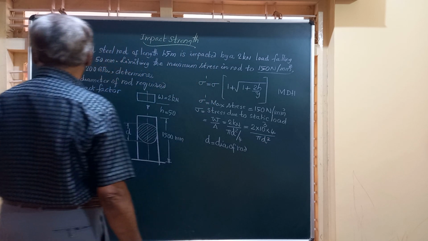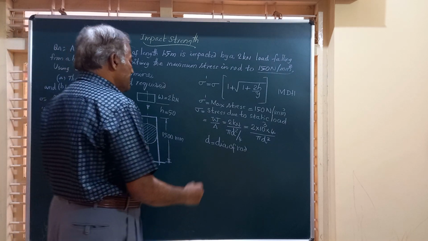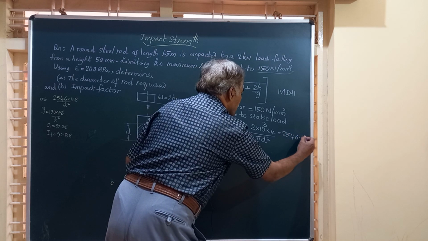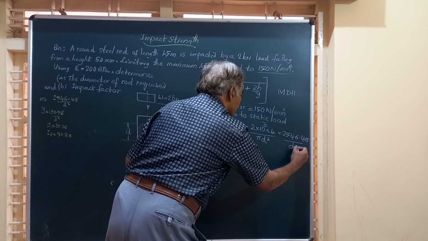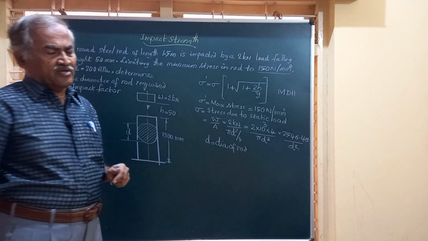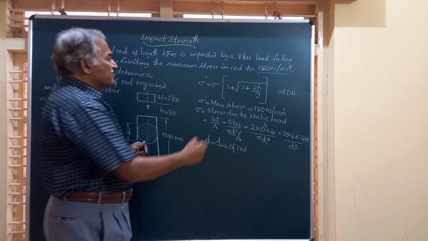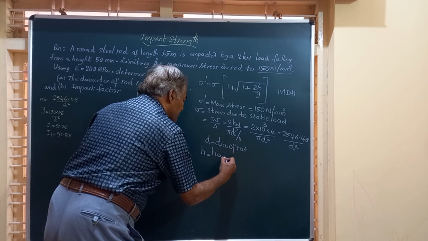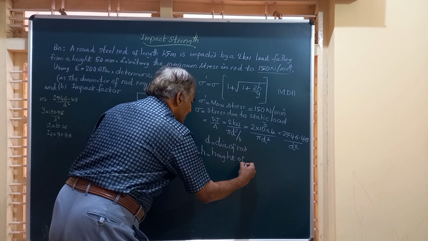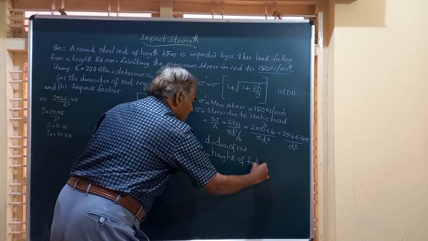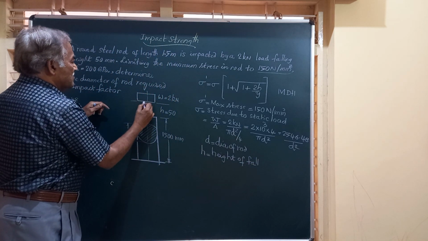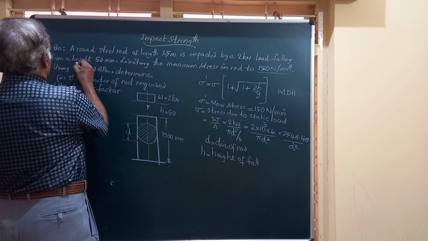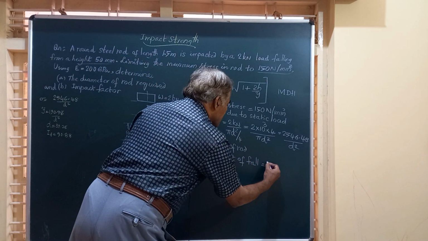Friends, if you simplify this, it works out to 2546.48 divided by d square. So this d is an unknown quantity. Next comes, friends, the term h. H is the height of fall, or the height from which the load is dropped onto the specimen. That is given to be equal to 50 mm, from a height of 50 mm. So I'll put it as 50.